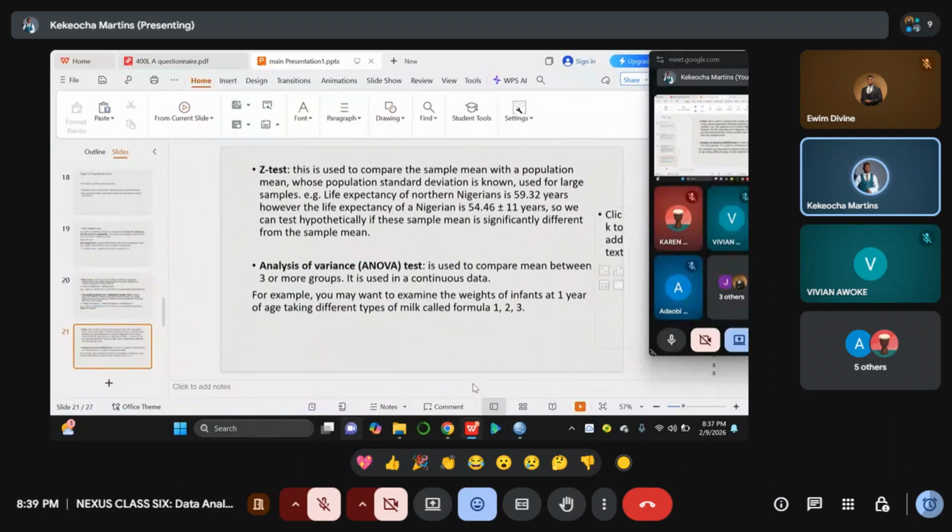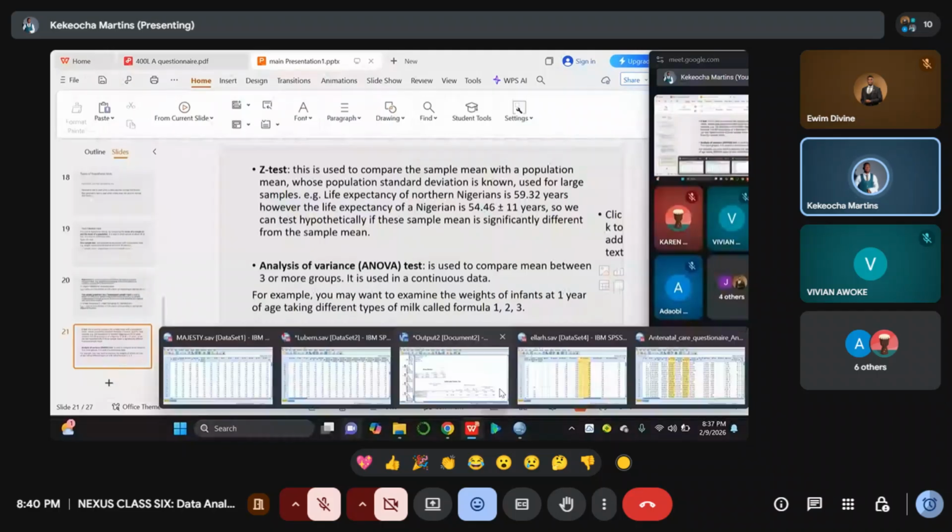Now, for ANOVA, I'll go over to the slide to read what we talked about. In ANOVA, we are trying to compare the mean between 3 or more groups. When we were doing independent sample t-test, we used 2 groups, meaning 2 categories, which is male and female. But in ANOVA, you can do 3 or more categories. For example, trimester of pregnancy: first trimester, second trimester, third trimester. So our differentiating factor is now trimester.